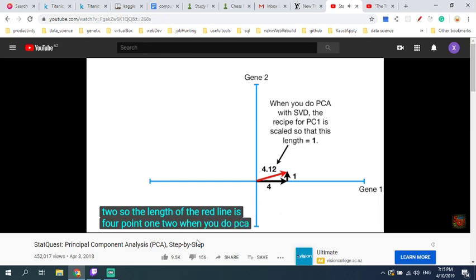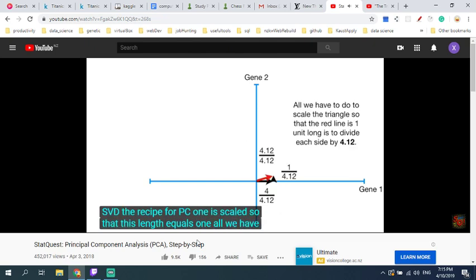When you do PCA with SVD, the recipe for PC1 is scaled so that this length equals 1. All we have to do to scale the triangle so that the red line is 1 unit long is to divide each side by 4.12.